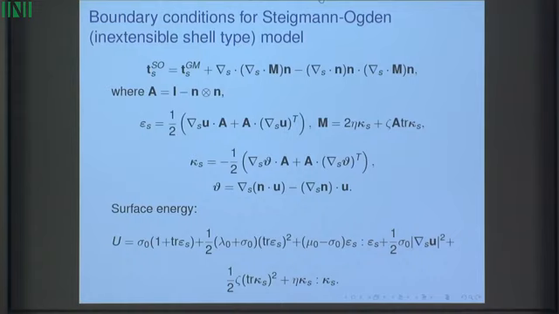And again here, these are all the tensor quantities which go over here. And this is the surface energy. Again, it looks like Gurtin-Murdoch, except here you have this curvature-dependent component. And zeta and eta are those parameters which regulate how resistant your surface is to bending.